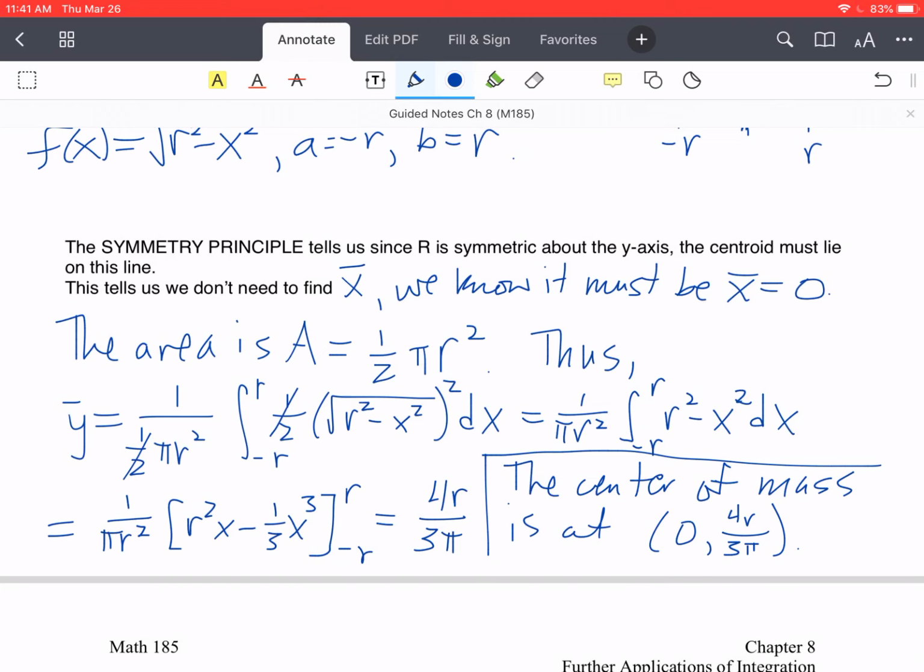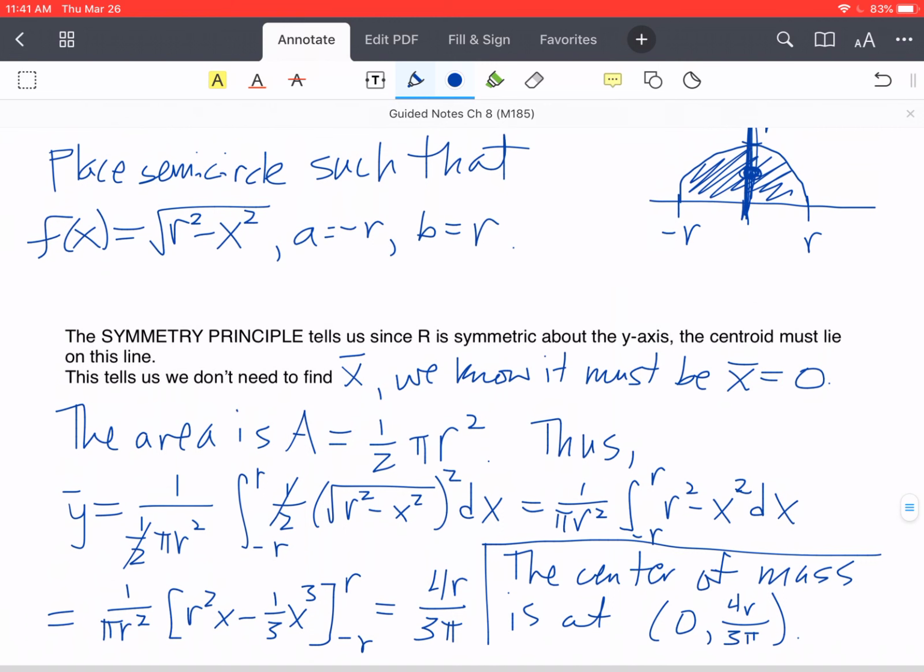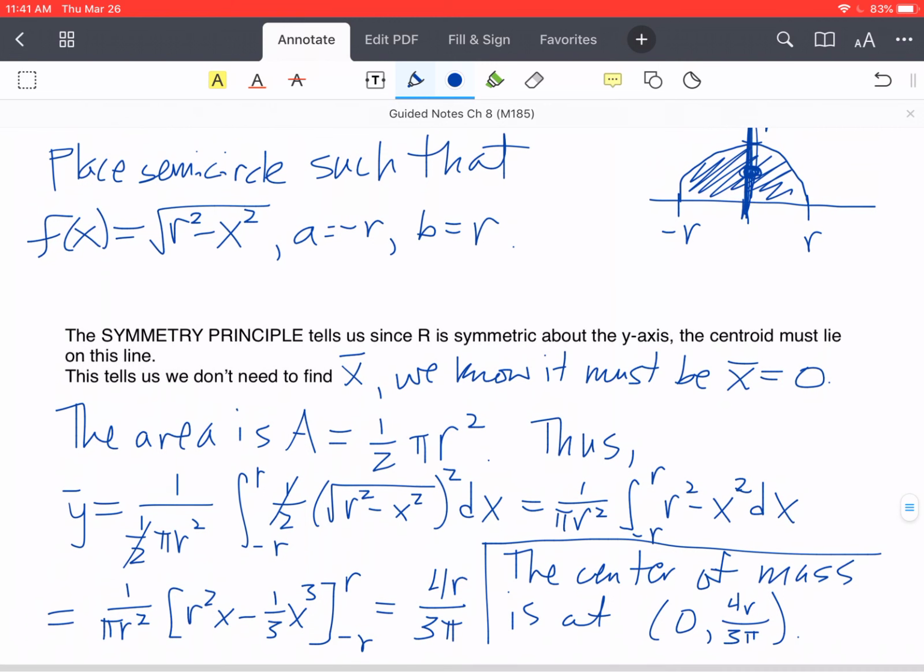And this is in terms of r, because we don't know what r is, right? So what this means is that for any semicircular plate of radius r, if we know what the radius is, we can find that center of mass. It will always be at 0, something, and that y value can be determined depending on how big the semicircle is, right? The bigger the semicircle, the higher that center of mass is going to be.